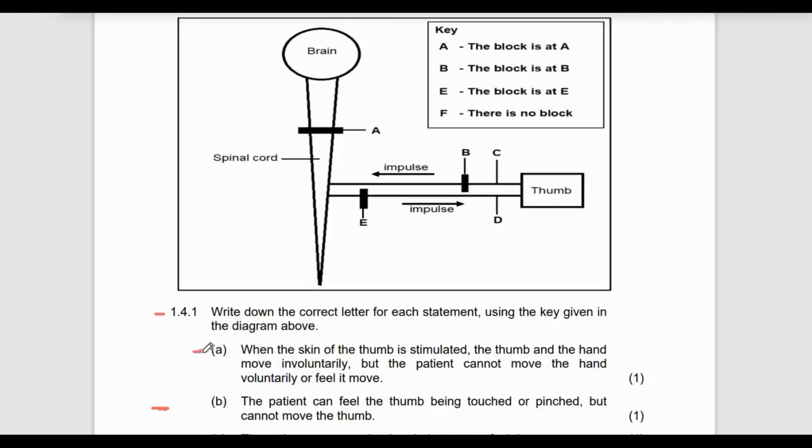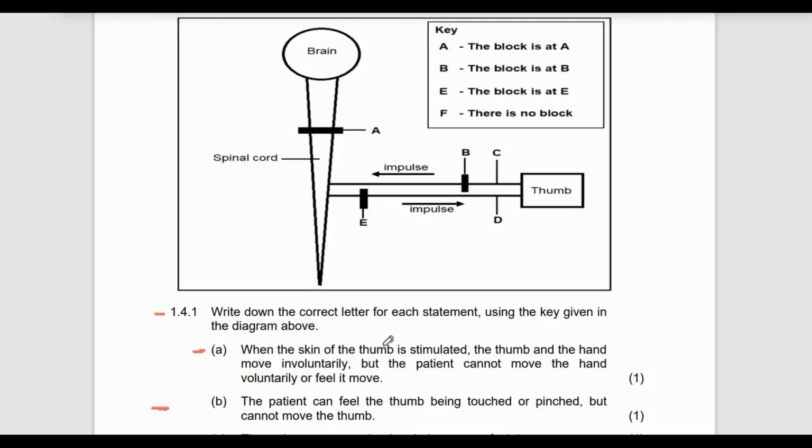Statement A says: when the skin of the thumb is stimulated, the thumb and the hand move involuntarily. They move, meaning they respond, at high speed. But the patient cannot move the hand voluntarily or feel it move. So which letter do you think it is? Let me explain through the diagram so that you can fully understand the answer.